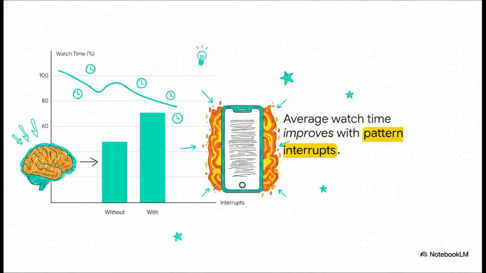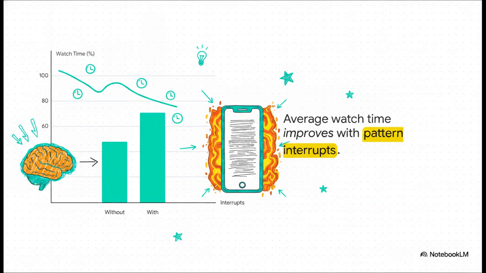You have to keep the viewer's brain stimulated. Attention naturally decays after just 15 to 20 seconds. The data shows us that without pattern interrupts, average watch time plummets to 48%. But with them, it jumps all the way to 71%. This is exactly why that 3-section split screen is so crucial.